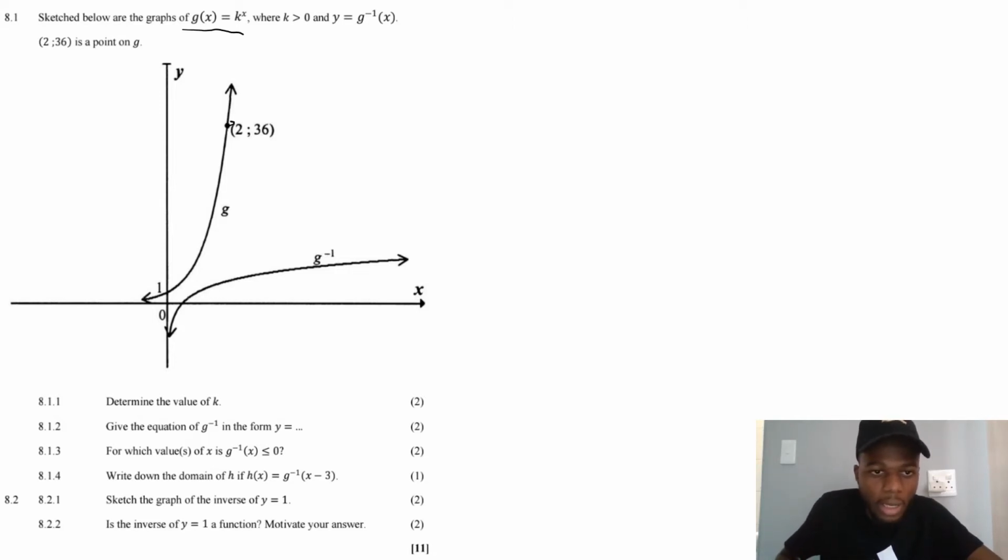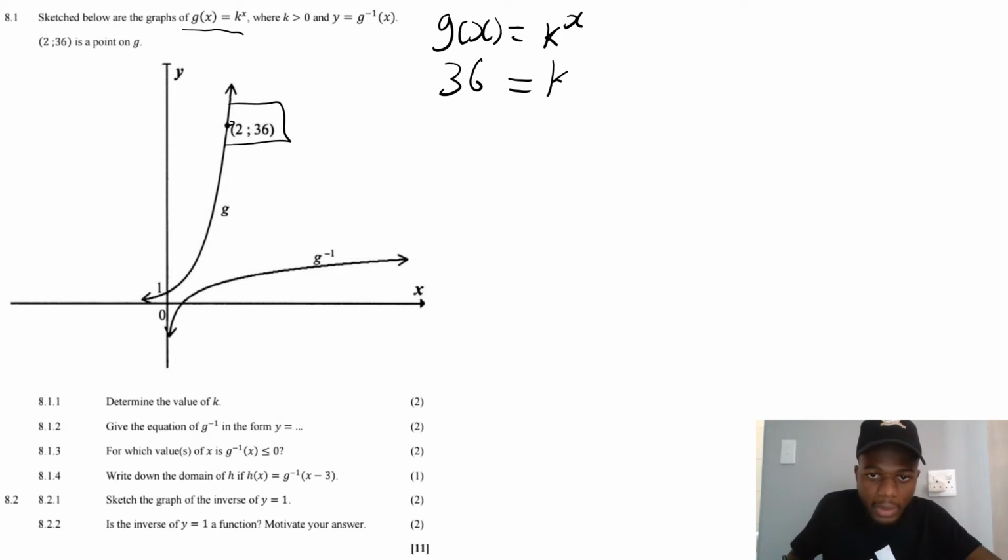Okay, let me write it. g of x, we are given, is k to the power x. So we need to substitute this coordinate into our function. 36 is the value of y, so it will be placed where there's g of x, equals k to the power. This 2 is the x value, so where there's x, I'm going to replace it with 2. So 36 is equal to k squared. I hope we can also solve this one.